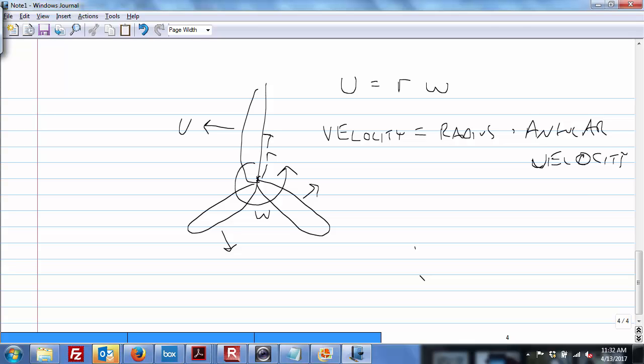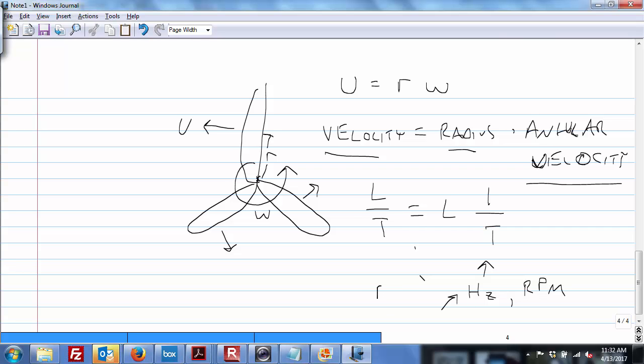Velocity is measured, sorry. No, you're fine. Velocity equals radius times angular velocity. So velocity is length over time. Radius is length. So angular velocity is 1 over time, and this is going to be measured in either hertz or RPMs. And hertz is always radians per second.